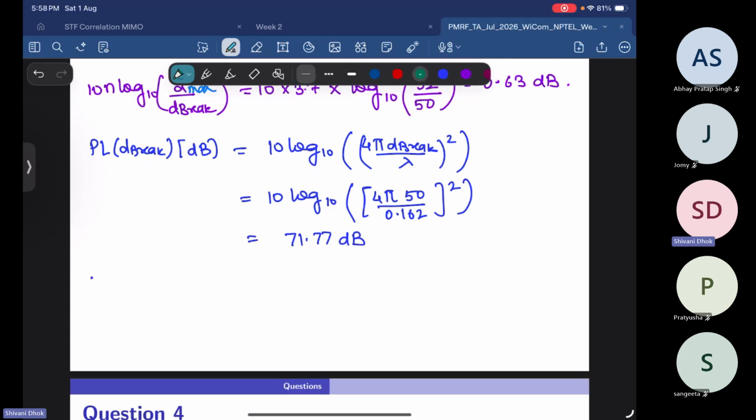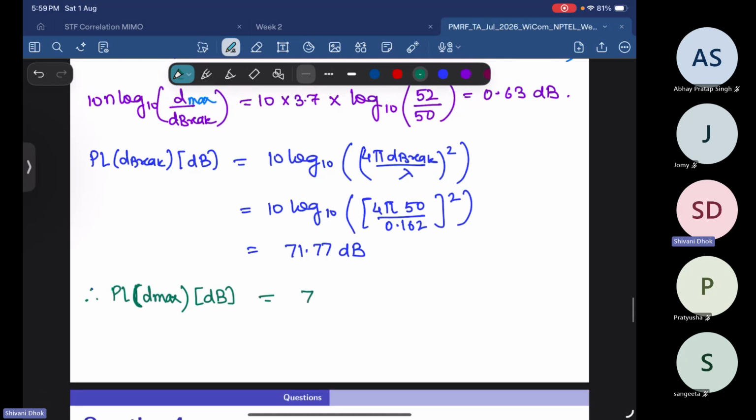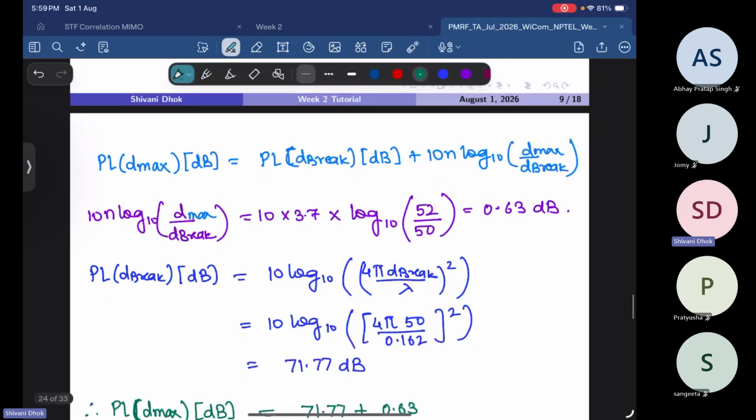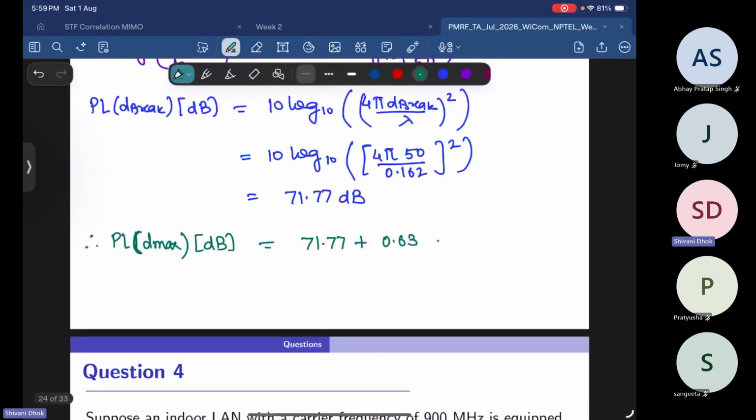Therefore, the total path loss, or the maximum path loss at the maximum distance, is path loss at d break, that is 71.77, plus your 0.63, that is the second term of this expression, and this comes out to be equal to 72.40 dB.